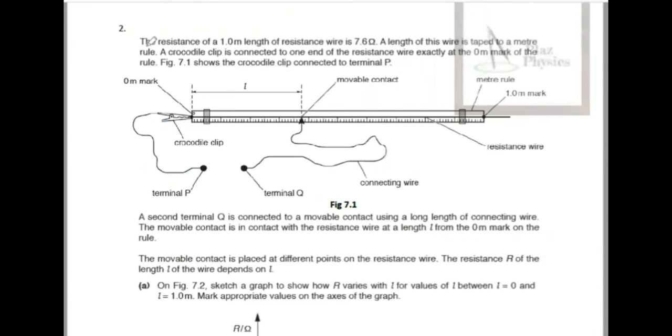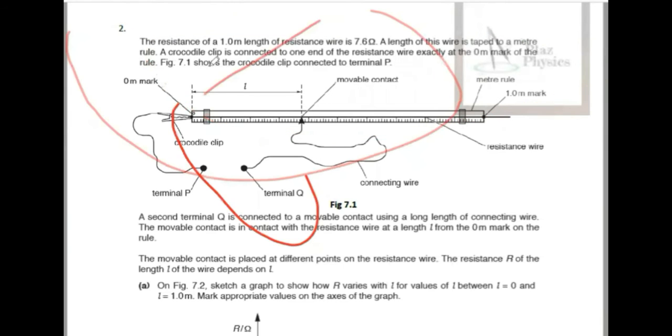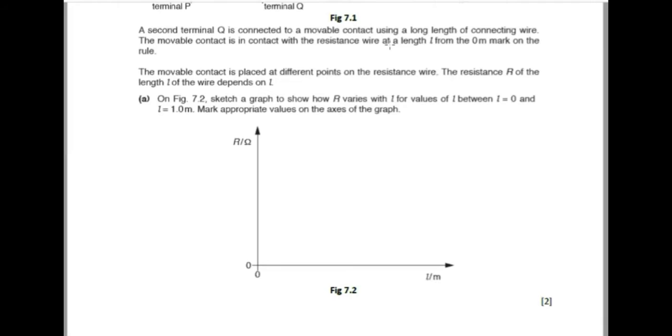This one is the length. Length affects your resistance. 7.6, 1 meter. The length is directly proportional to the resistance. So like this, we need to mark the value. Okay, so this one, 1 meter.